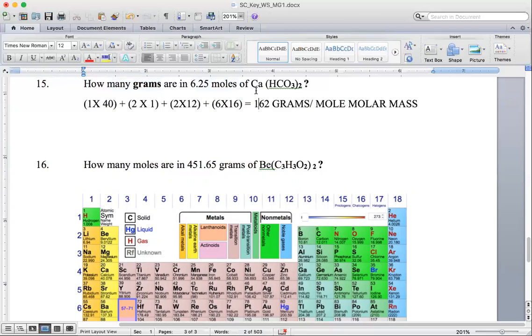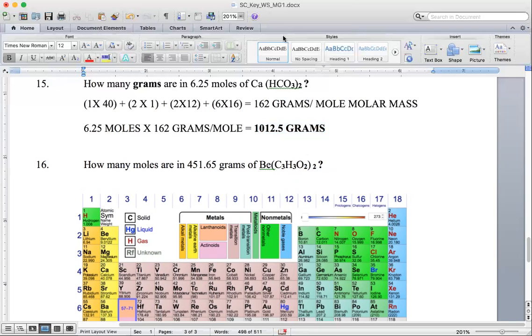So if 1 mole of calcium hydrogen carbonate weighs 162 grams, then how many grams do 6.25 moles of this substance weigh? So we just do 6.25 moles times 162 grams per mole. And we should get something close to 800, no, more than that. Something close to 900 and we get close to 1,000. So we get 1,012.5 grams. This would be the final answer.